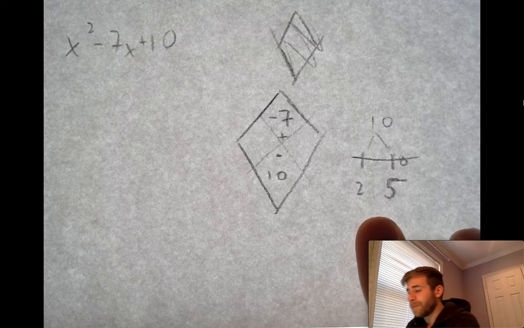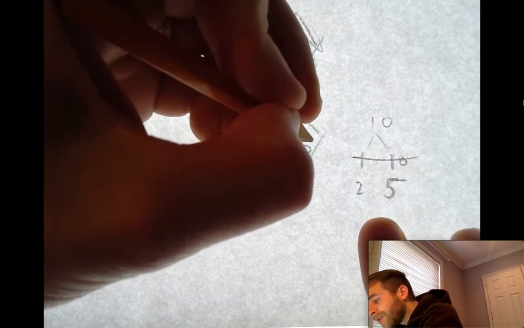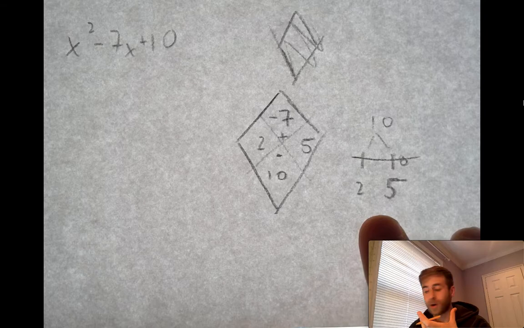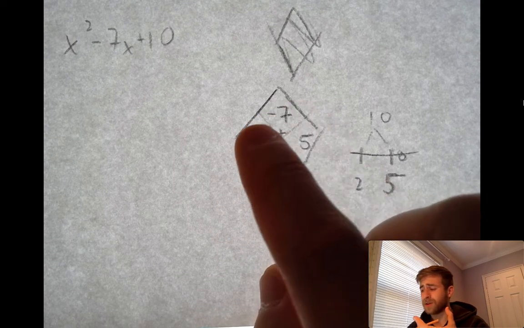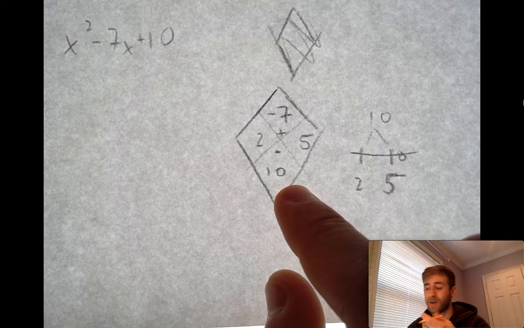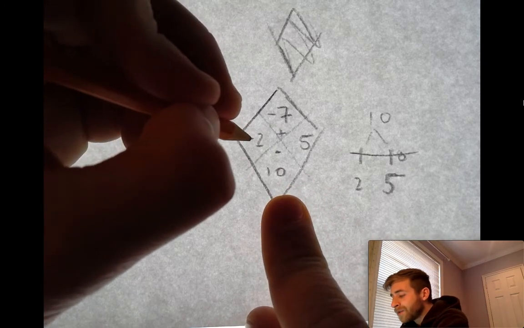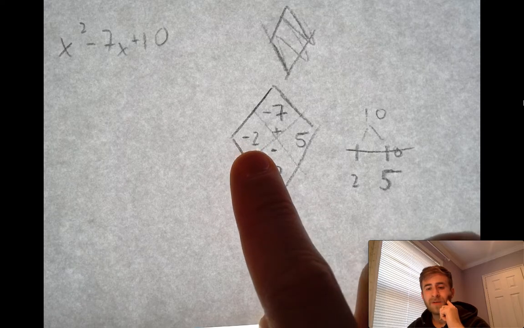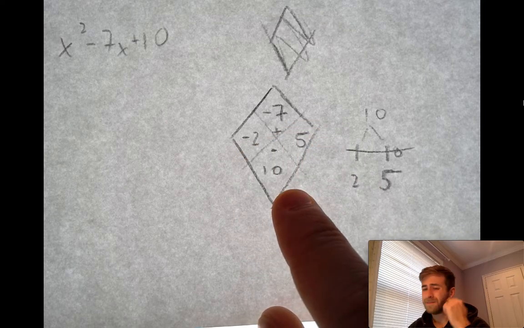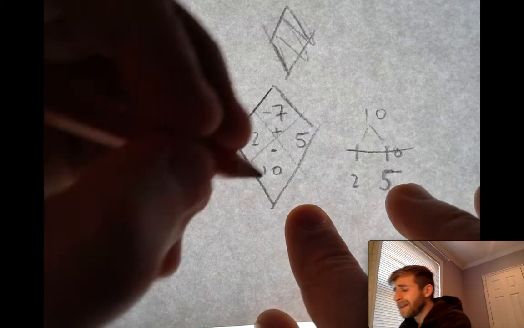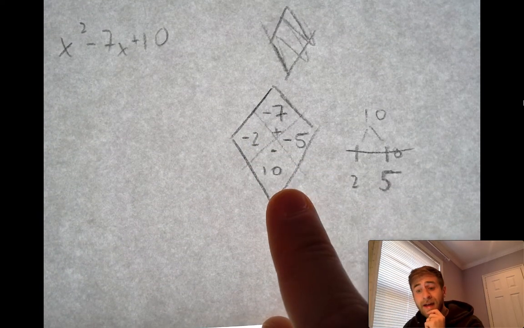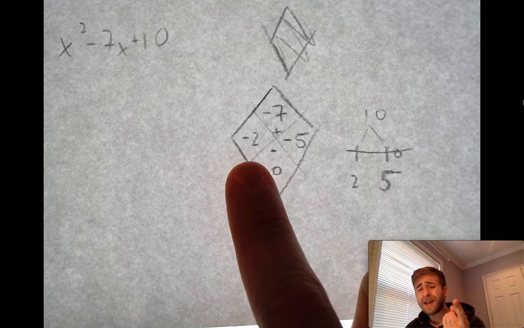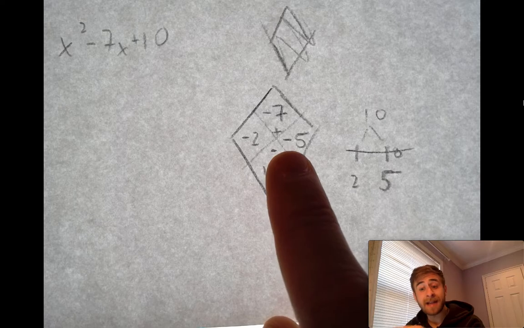But I need to make sure I'm putting the 2 and the 5 and then choosing the right signs to make it work as well. 2 plus 5 makes a positive 7. I wanted a negative 7. 2 times 5 gets me a positive 10, so that's okay. If I tried a negative 2 times a 5, well, negative 2 times positive 5 gets me negative 10. That doesn't work. If I did negative 2 times negative 5, that does get me a positive 10. And if I try negative 2 plus negative 5, that gets me a negative 7.